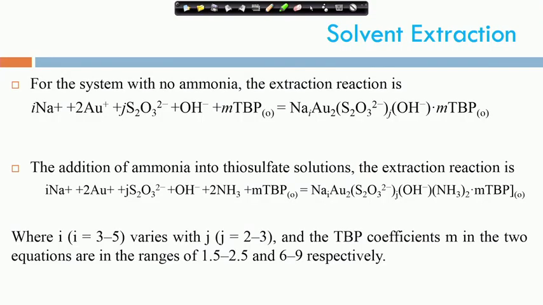So for the system with no ammonia, you will see the reaction as shown on the first bullet.